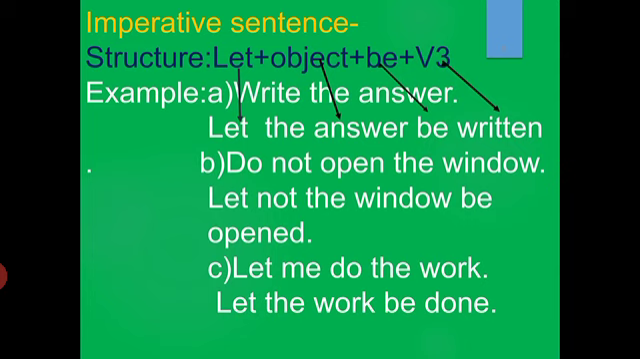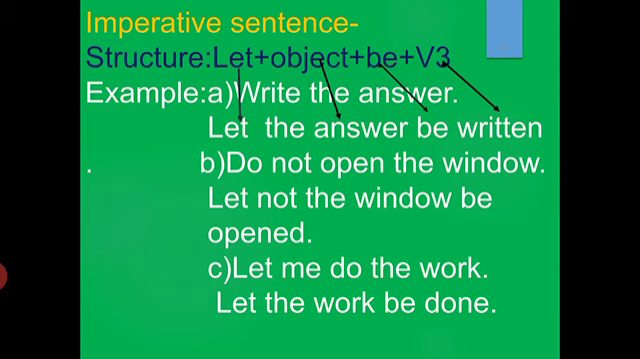Number 1, write the answer. According to the structure, we have written here let, then object, the answer, then be plus written V3. Number B, do not open the window. Here you can see in front of the sentence there is do not. So we have written here let not. Then object the window, then be plus V3.